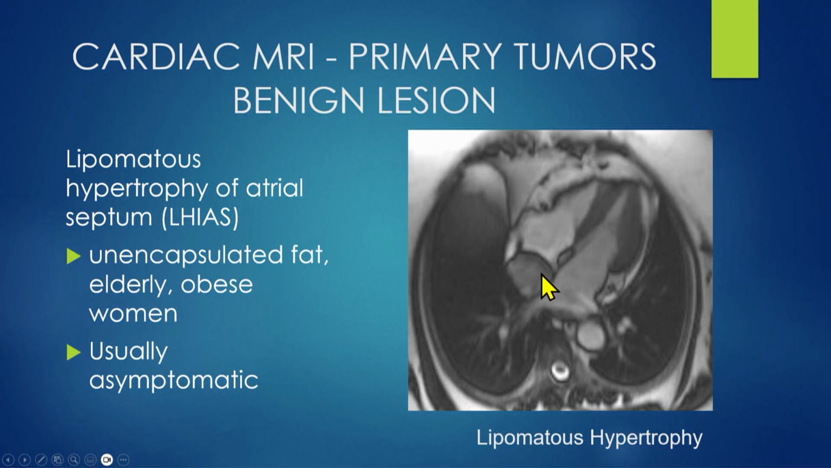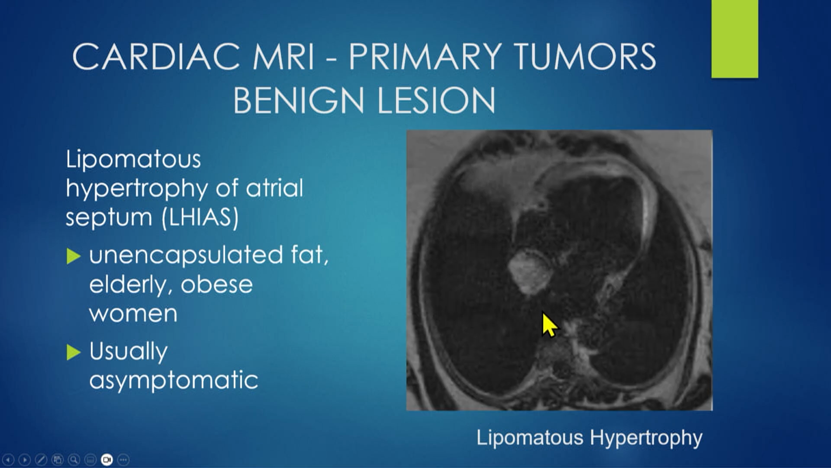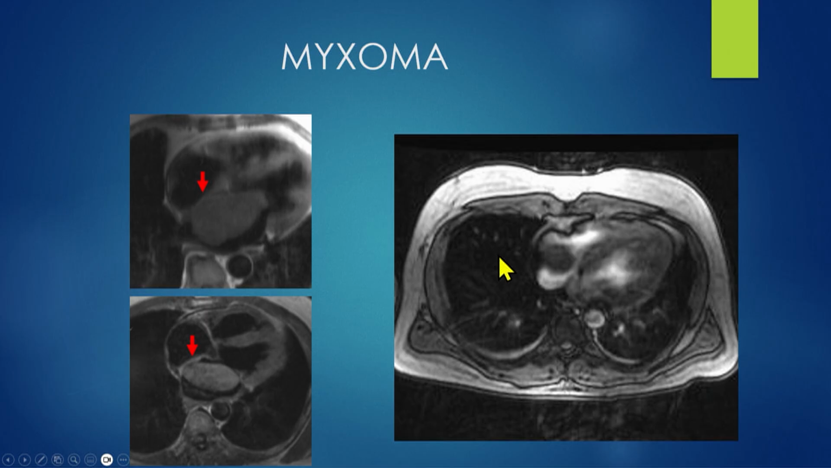So there's a part up here and a bigger part back here. It's a very typical look with sparing of the foramen ovale. So that's a dead ringer for lipomatous hypertrophy. Here's the fat sat, and you can appreciate that it looks just like the rest of the fat. So you know this is lipomatous hypertrophy, almost always asymptomatic. It just is a worrying curiosity, if you want to call it that.